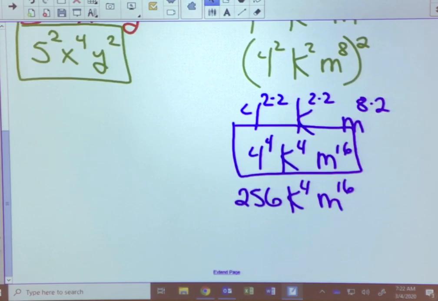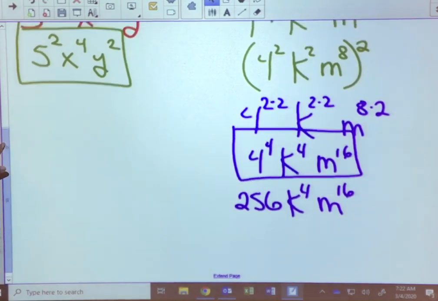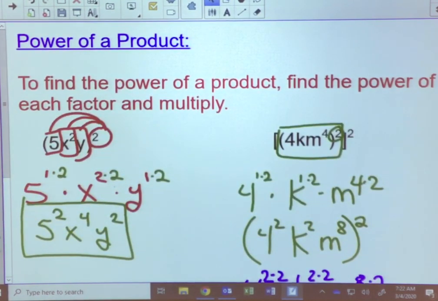So I hope that helps a little bit on how to figure out power of a product.